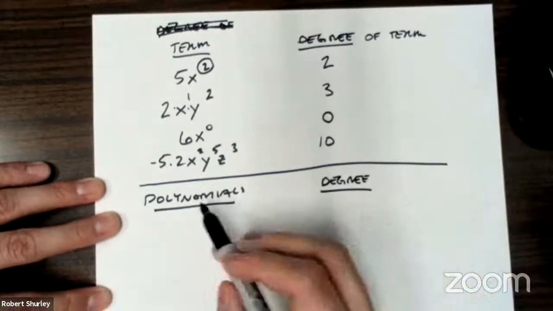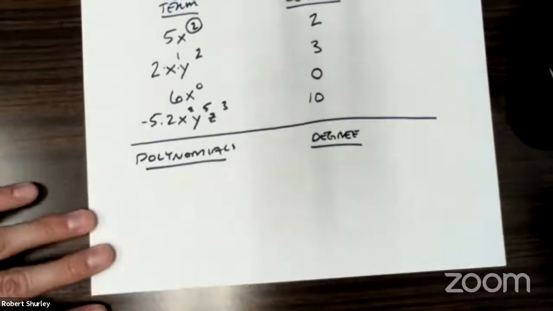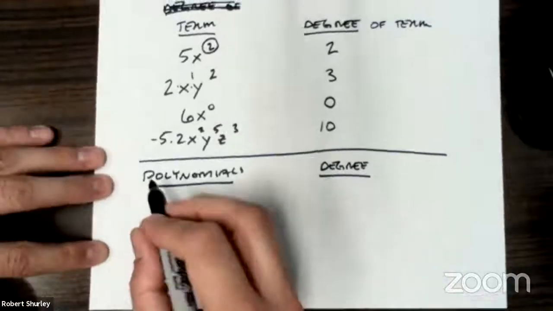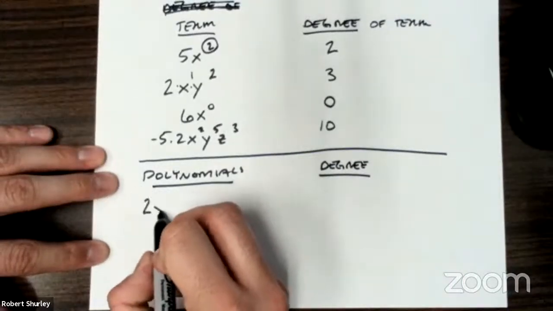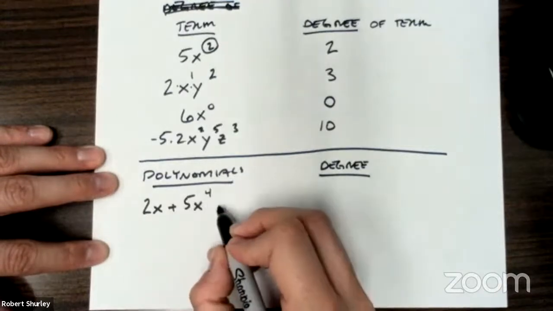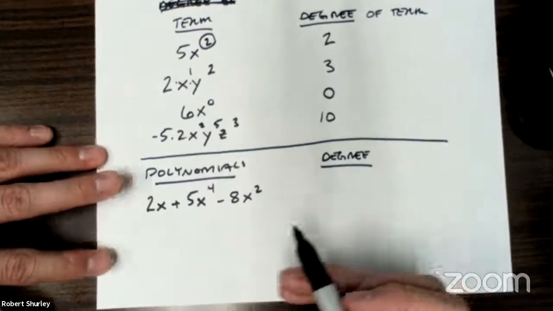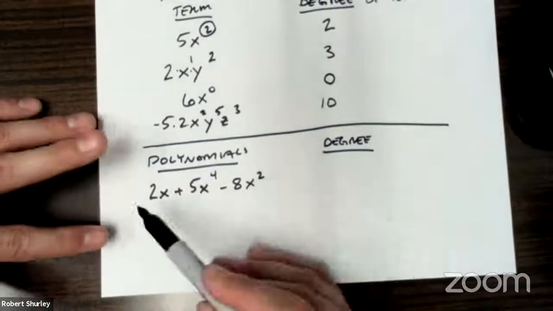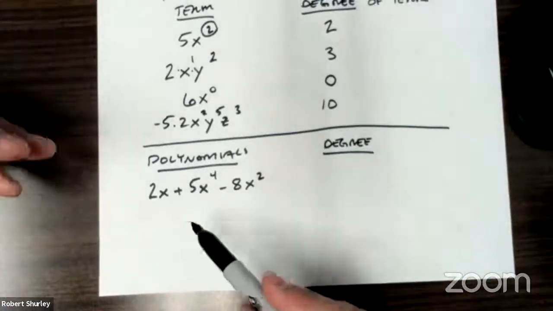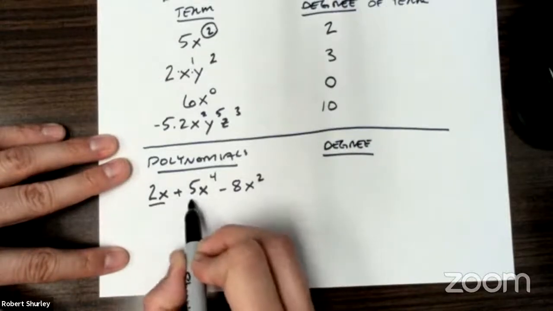Okay, so if we're given polynomials and we're asked for their degrees, it's always going to be the largest of the degrees of each term. So if we looked at something kind of basic, let's say 2x plus 5x to the fourth minus 8x squared. Okay, so we've got this nice trinomial, right? 3 terms. They're all x values. That doesn't really matter too much for the degree.